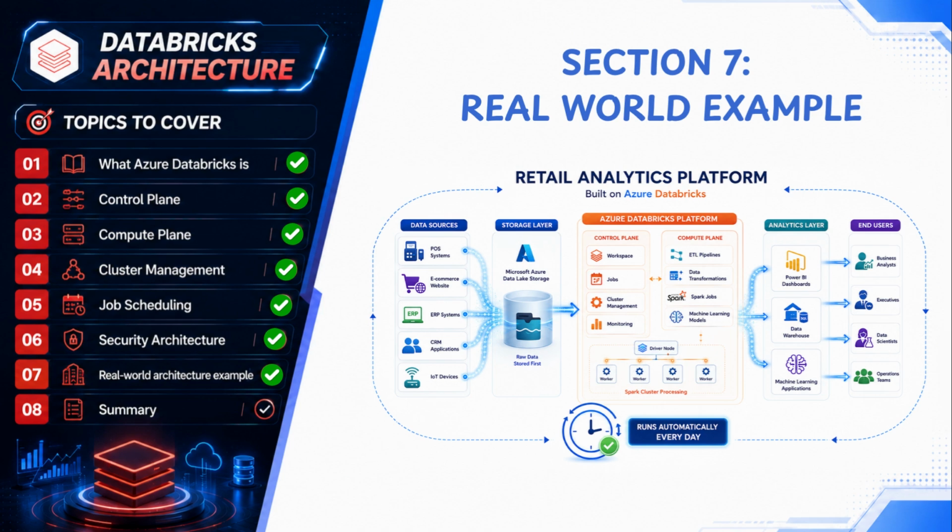The next is the storage layer. Data lands in Microsoft Azure Data Lake Storage. Raw data is stored first. Next comes the Databricks processing layer. The control plane handles workspace, jobs, cluster management, and monitoring. And the compute plane will run ETL pipelines, data transformations, Spark jobs, and machine learning models.